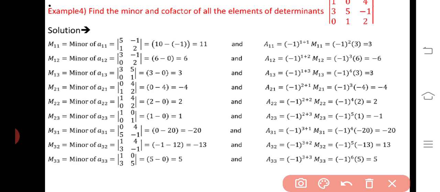Have you understood? If you have not understood, watch again. Okay, let us start the next question.